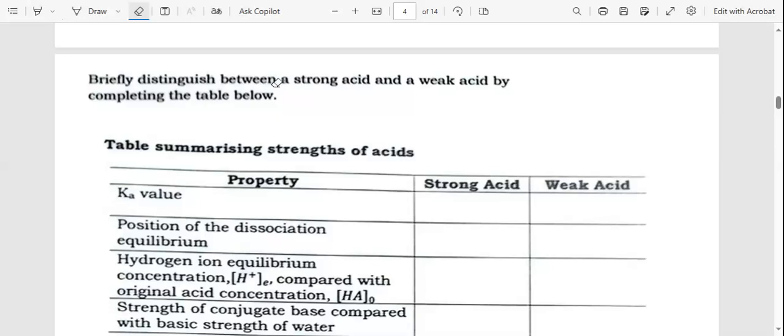Okay, briefly distinguish between a strong and weak acid by completing the table. There was a table that I've forgotten, but what you need to know is that a strong acid ionizes completely. A weak acid partially ionizes in water. So that is it. A strong acid completely ionizes in water.